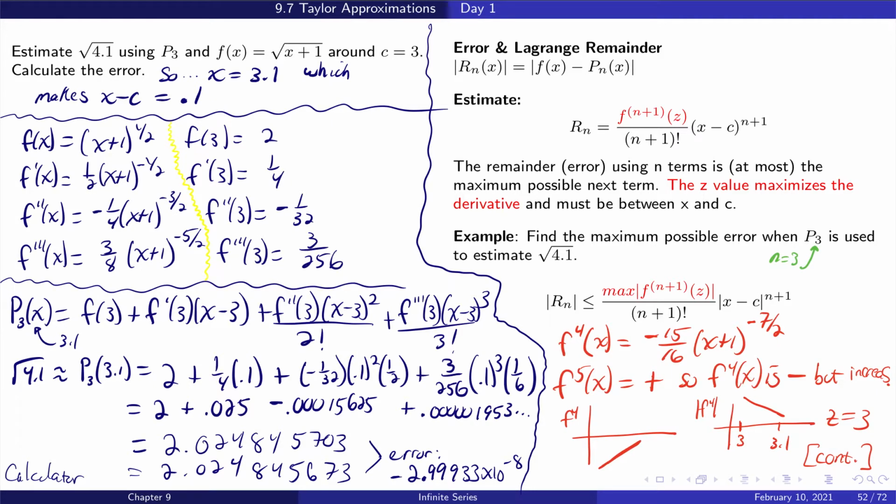Here are the notes for day 106. This is the second day of Taylor approximations. First example says estimate the square root of 4.1 using a third degree polynomial approximation.